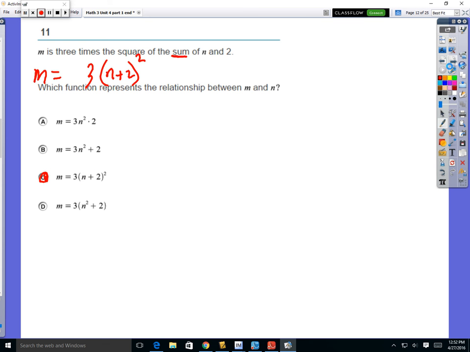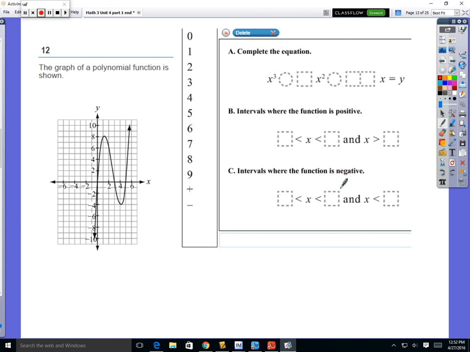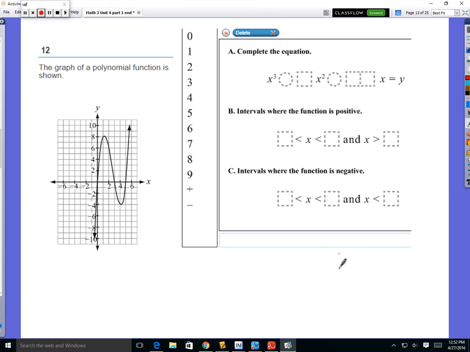12. Jansen, look at this. Okay, Jansen, this is a cubic because it changes directions twice. So there's 1 change, there's 1 change. So if it changes twice, it's going to be cubic. Now here are your zeros. Find the zeros. The zeros are 0. There's a 0 right there at 3. And there's a 0 right there at 5.